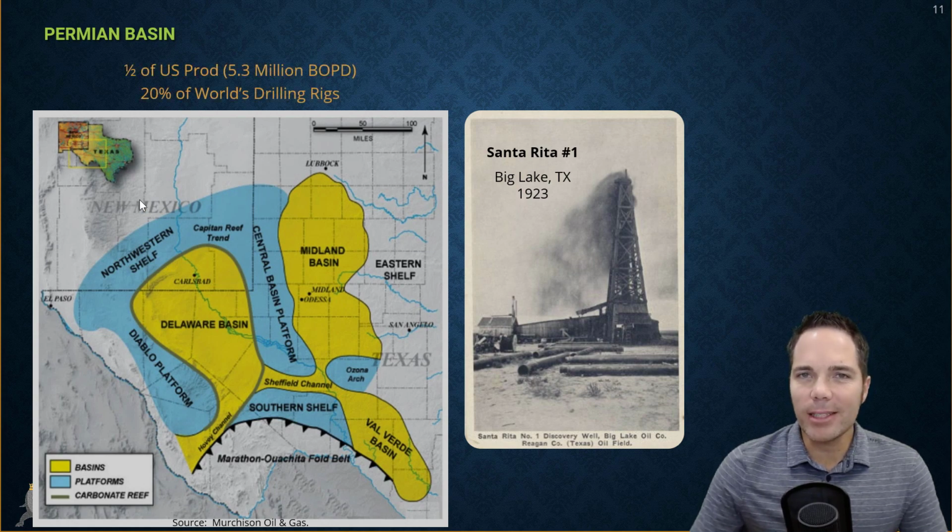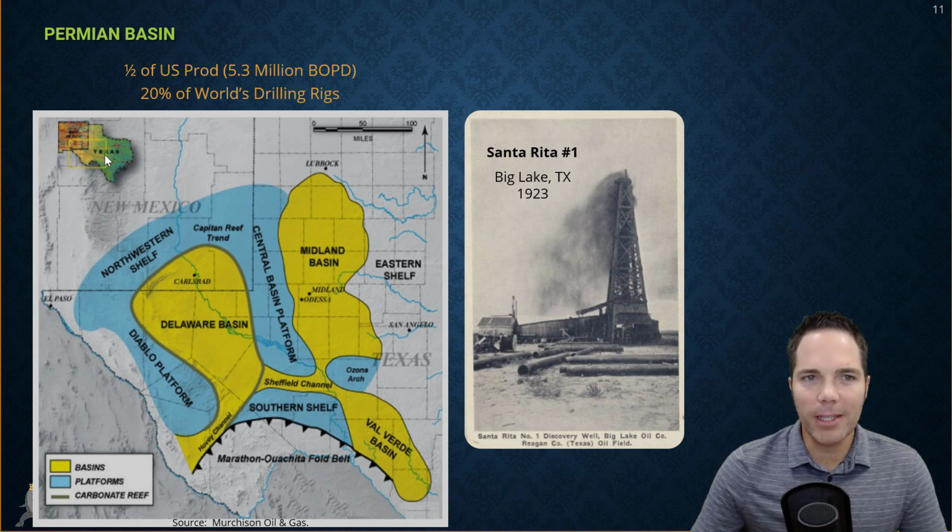And I was recently reading some statistics which actually kind of blew my mind. Half of the U.S. production, or 5.3 million barrels of oil per day, is coming just from the Permian Basin. And this is shocking to me because we have lots of oil in the United States.